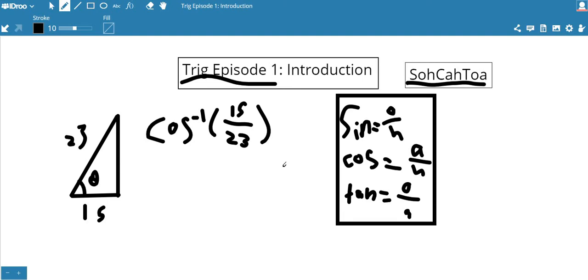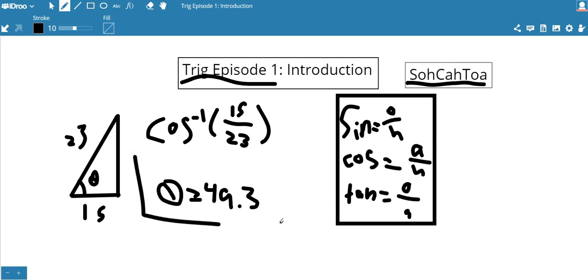So inverse cosine, let's round it to the nearest tenth again. So theta is equal to 49.3. So that is your answer.